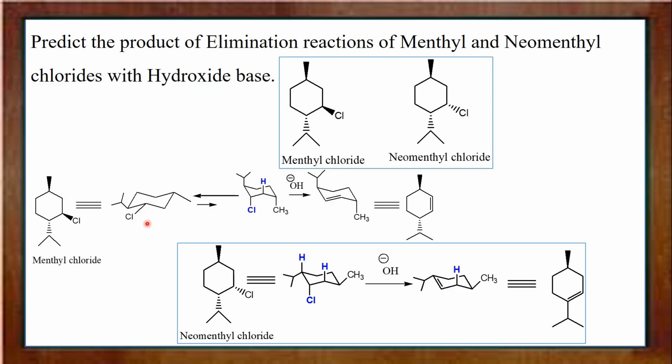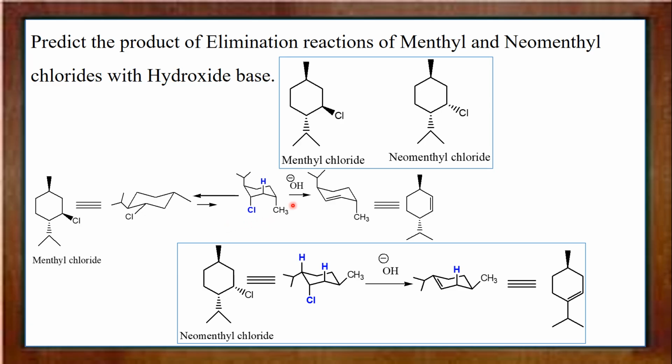But in this, the leaving group is not oriented in the axial direction. As we know, for E2 elimination to take place, the eliminating group, the leaving group, should always be oriented in the axial direction. So this molecule should undergo ring flipping to form the less stable conformer, and elimination takes place only from this less stable conformer.